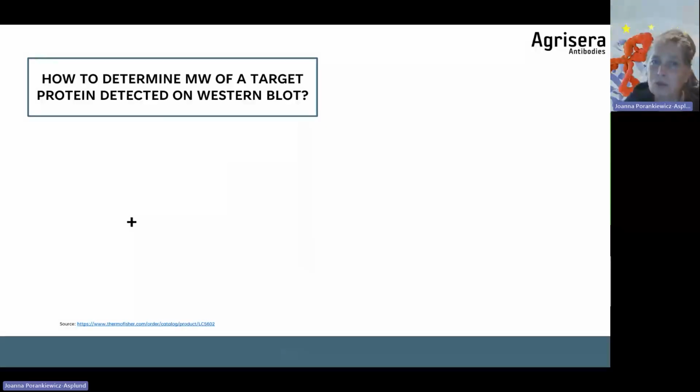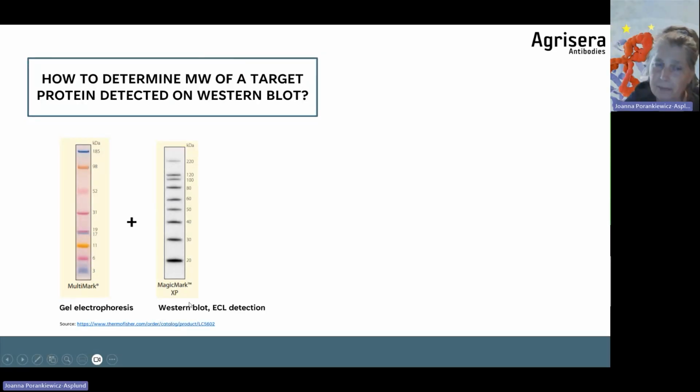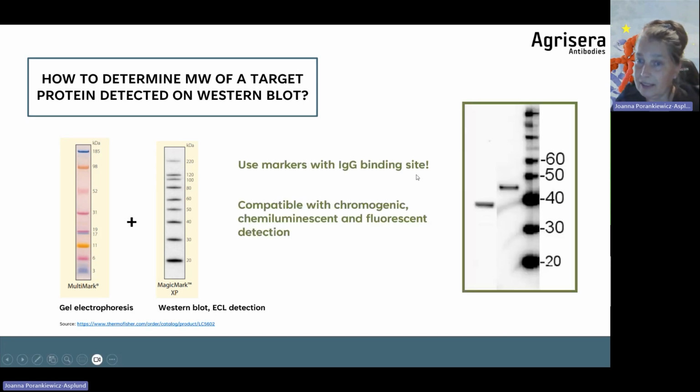How to determine the molecular weight of a target protein detected in the Western blot? Of course, we're using the colored markers for gel electrophoresis, which in our case we are combining with so-called magic markers, which will allow us visualization during Western blot development. Why am I bringing this up here? It is because there were cases where results were misinterpreted because there were no markers and the membrane was put upside down, and then result interpretation was completely wrong.